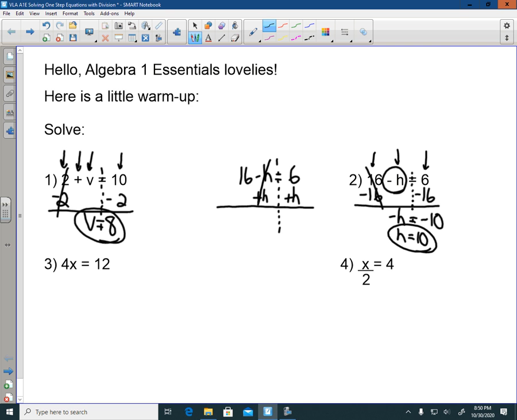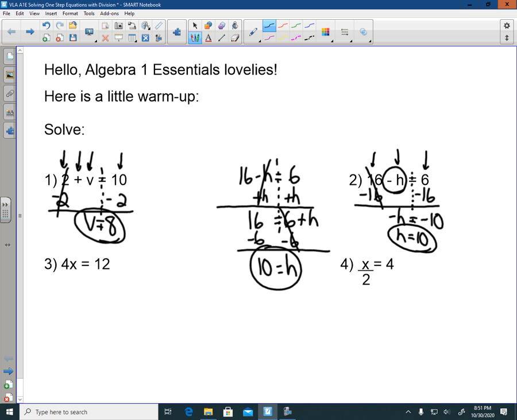Now the h's cancel from this side, and you have 16 equals, well, how do you add an h to a 6? Well, you kind of don't. 6 plus h is what you have to write here. And now you can see that if you subtract 6 from both sides, you have 6's that cancel. And on this side, you have your h. And 16 minus 6 is that 10 that we got from the last problem.